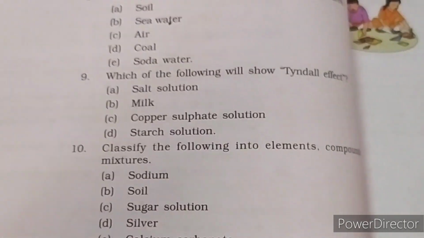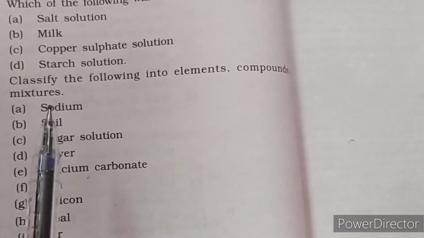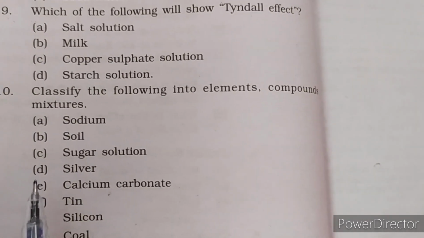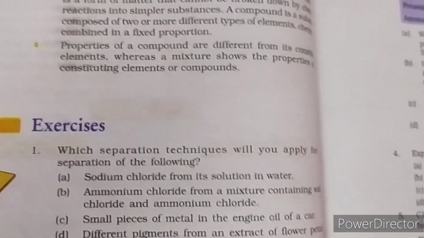So all these are chemical changes and the rest are physical changes because there is no change in the chemical composition of the substances, or either a new substance is formed or not formed. So depending on these characteristics you can easily classify the changes. So these are the exercises of this chapter.